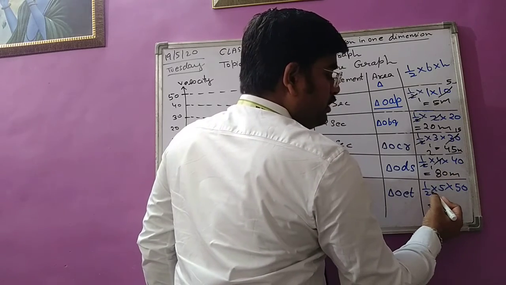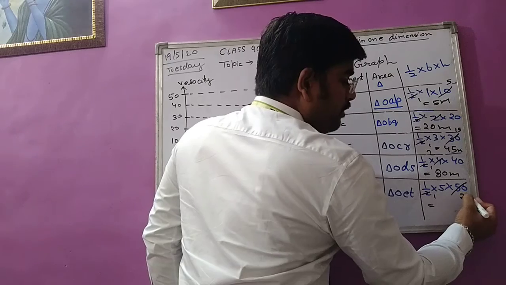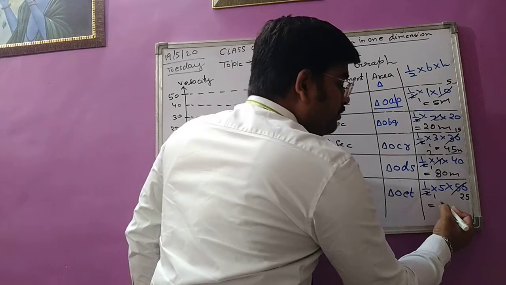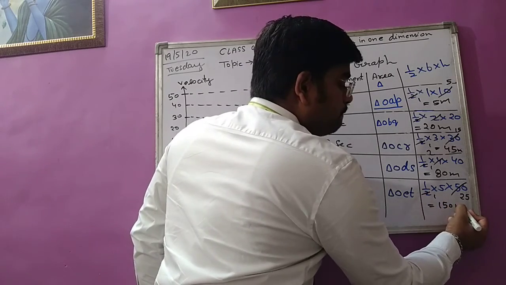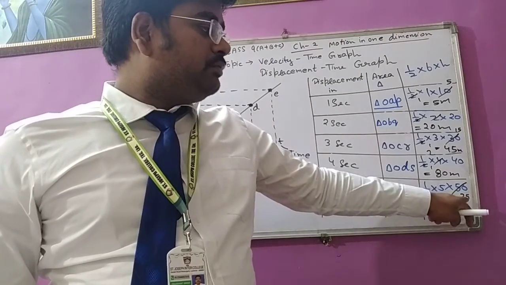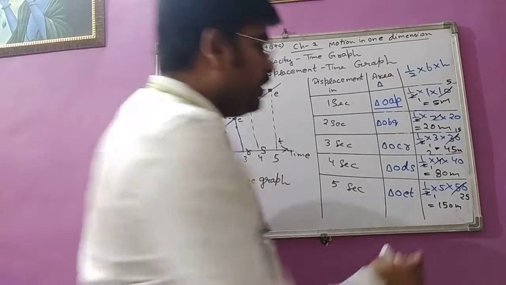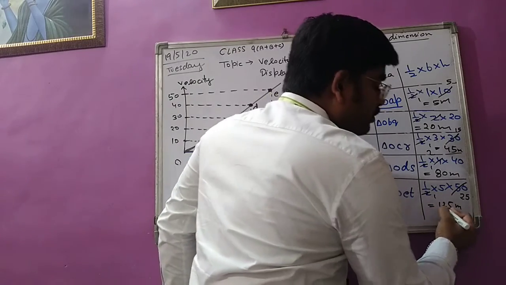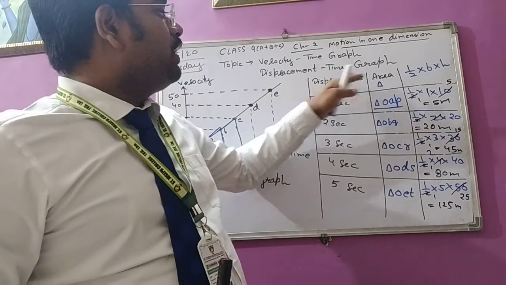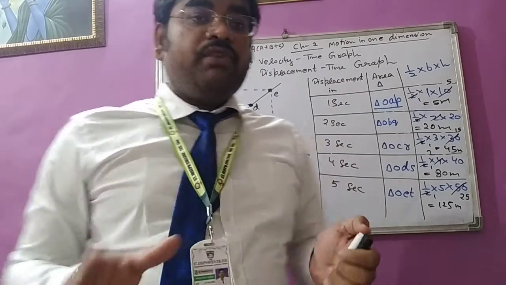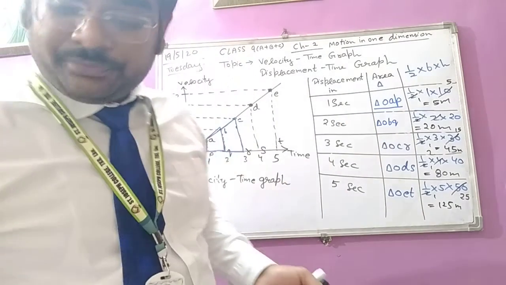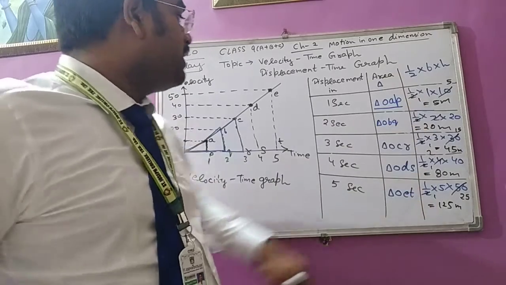And what will we write here? 25. Okay, that we will multiply, and what will we get? 25 into 5. Tell me. 120. What is your answer? 125. Sorry, 125. 5 into 25, that will give you the 125 answer. That is your displacement. So we have got the displacement values for each second.